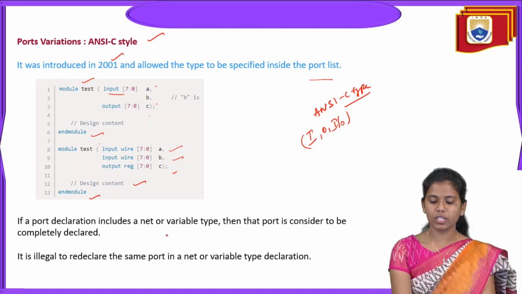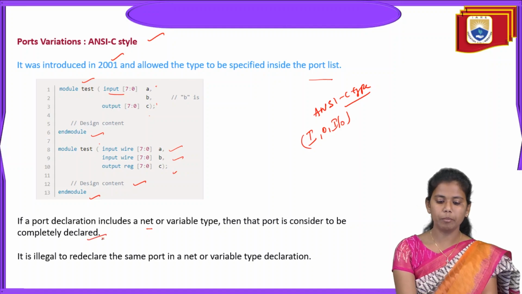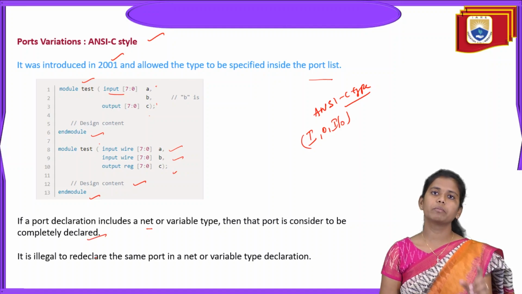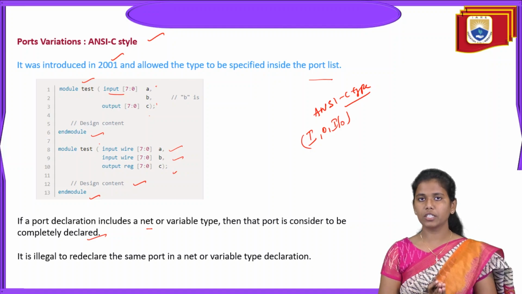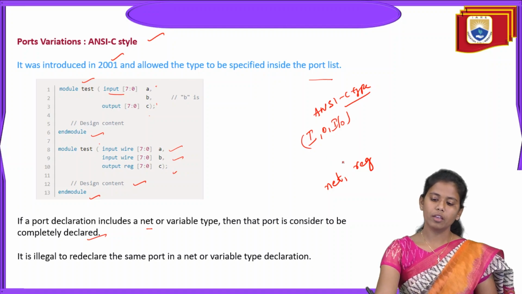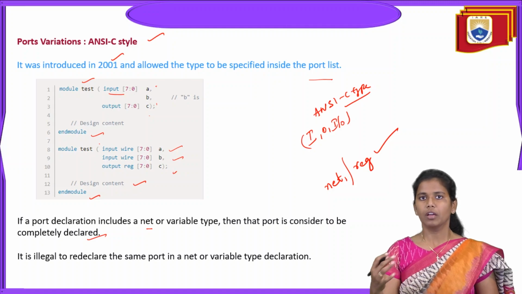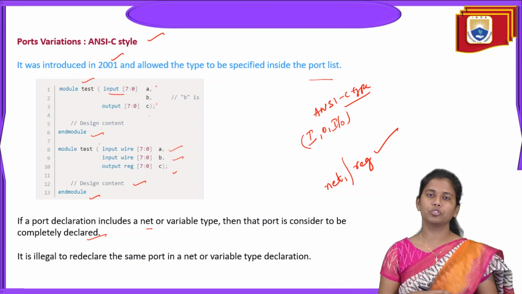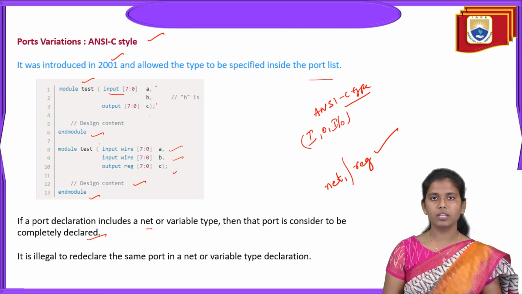So if a port declaration includes a net or variable type, then that port is considered completely declared. Yes, obviously, remember that in the port list, if the port declaration is followed by a net or variable type, then it is complete. If you are missing the variable type anywhere and adding some other thing there, it means that the declaration does not complete. The declaration has an error.